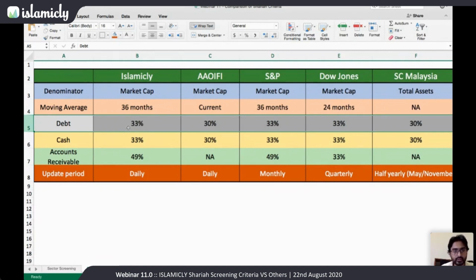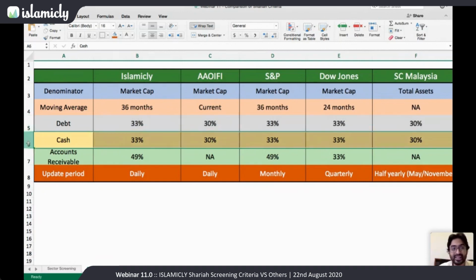Hence, the threshold over here for Islamically is 33%. The threshold in AOFI is 30%, as we've seen in the standard just a bit back. The threshold of S&P is 33%, same as Islamically. The threshold for Dow Jones is also 33%, but if you see, it's 33% of 24 months market capitalization. The threshold for the debt ratio for SC Malaysia is 30%. Here again you have to note total debt divided by total assets for SC Malaysia, and the threshold is 30%.